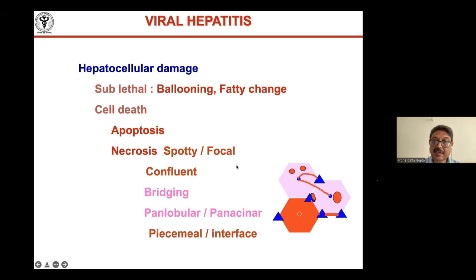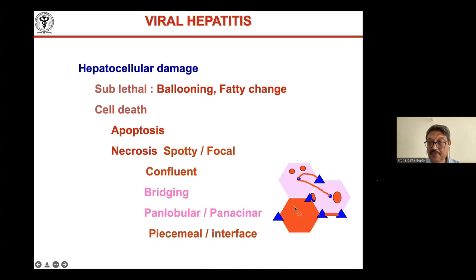If the necrosis affects one or two cells, it is called spotty or focal. If it affects a lot of cells, a group of cells, 3, 4, 5, 6 or more, then you call it confluent necrosis. Now, if the confluent necrosis is between two vascular trees, from the central area to the portal area, or from central to central, or portal to portal, then it is called bridging necrosis. If it bridges two vascular compartments, which are well-defined, it is called bridging necrosis.